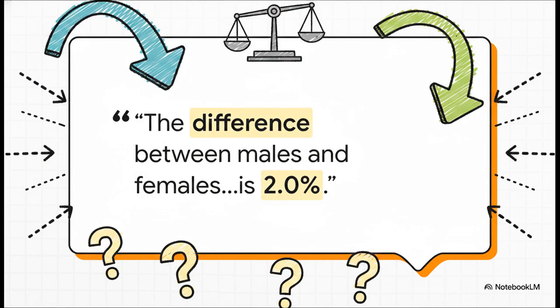Okay, now, here's a mistake that focuses only on magnitude. The difference is 2.0%. Great, but a 2% difference in which way? Who has more confidence and who has less? We have no idea. Without direction, magnitude is just a number floating in space with no context.